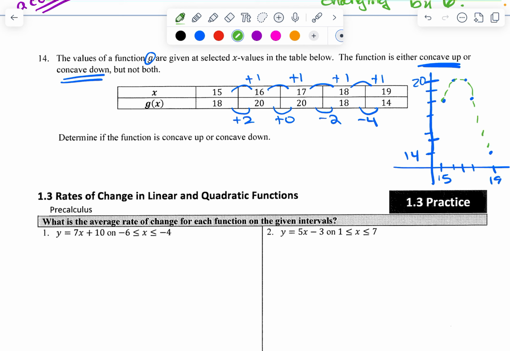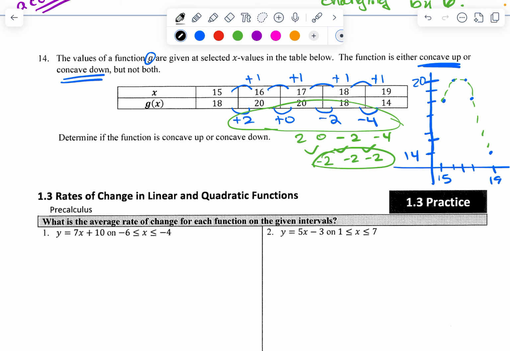So they asked us, is it concave up or concave down? We're pretty sure that this looks like concave down, but how do I know this? Here's how we know. These numbers here, 2, 0, -2, -4. If I look at the rate of change of the average rate of change, from 2 to 0 was -2, from 0 to -2 was -2, and from -2 to -4 is also -2. This has a constant rate of change, which is negative. And because it's decreasing, it's going to be concave down.